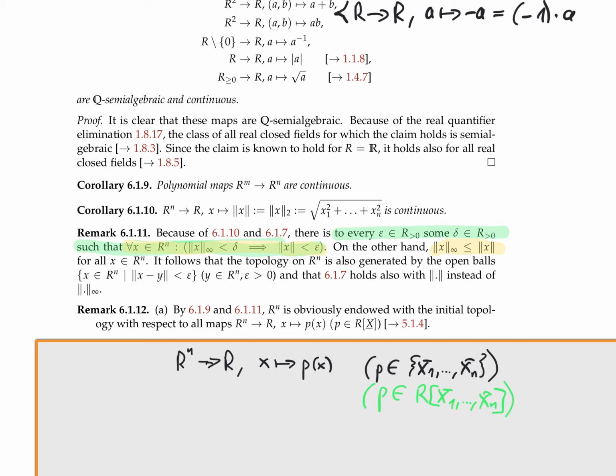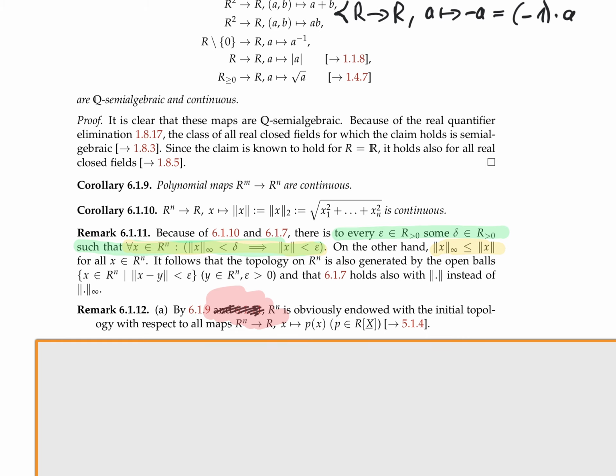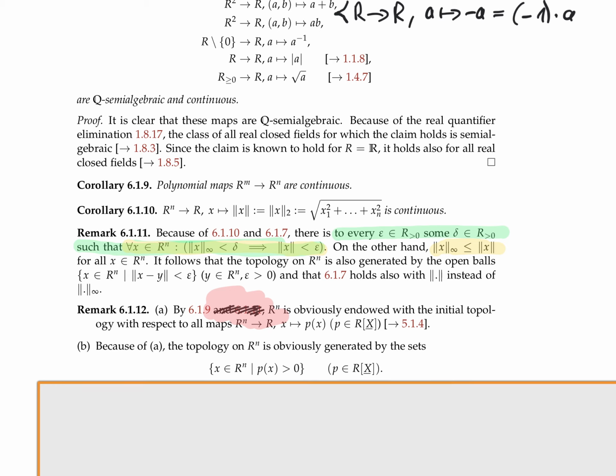Okay, and I don't know what I had in mind when I wrote that I use 6.1.11. I don't think it's useful, but maybe I was doing a different argument and I cannot remember it. Maybe you can make sense of it, I can't. So in the lecture notes, unless you protest, I will remove this. Okay, because the Weber topology on R2n is obviously generated by these sets.